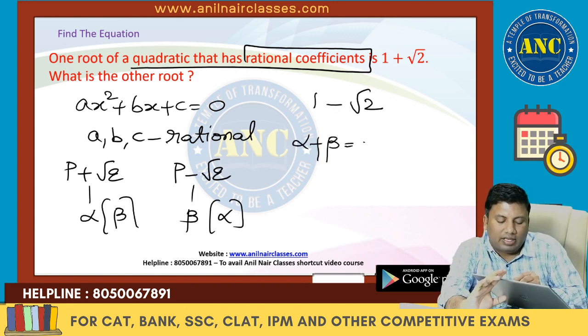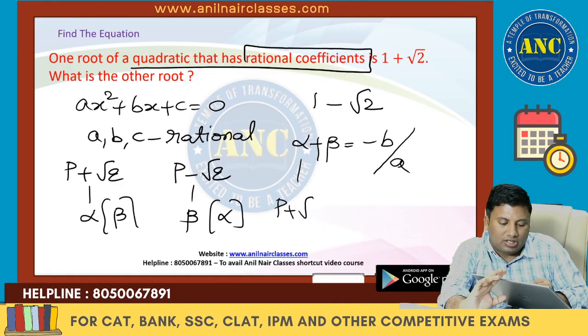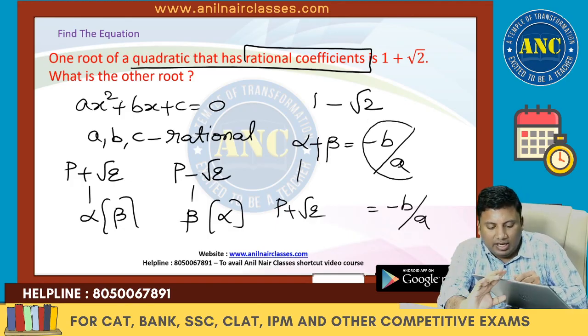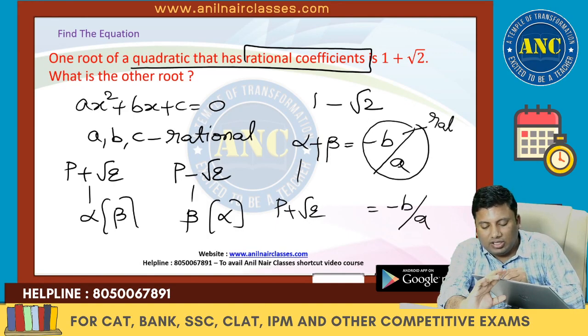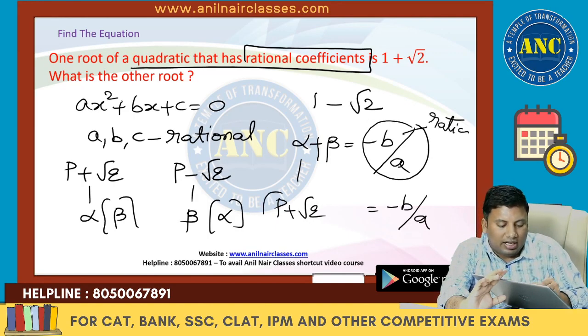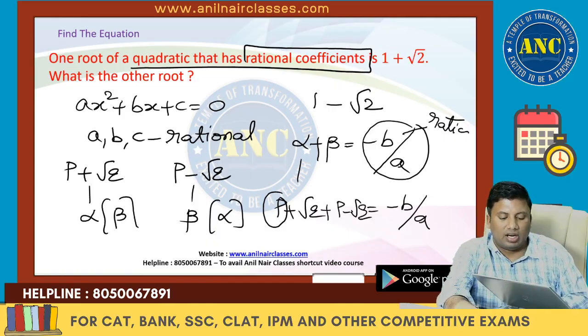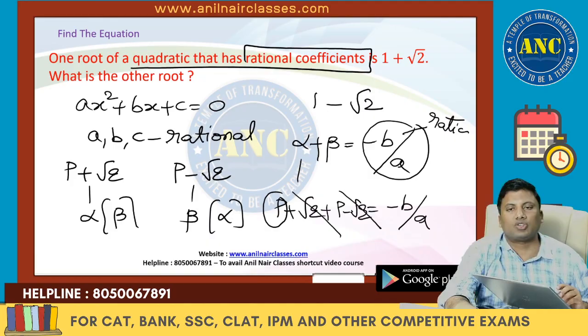Alpha plus beta equivalent to minus b by a. This is p plus root q. This is minus b by a. Rational by rational is rational. Here it is rational, so the remaining should be rational. So the sum should be rational, so minus root q has to be cancelled.